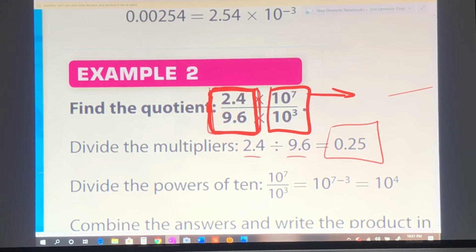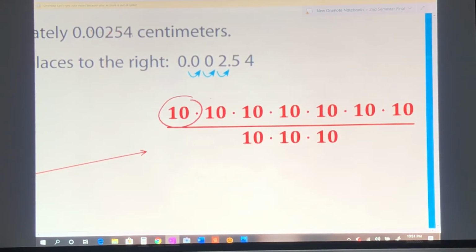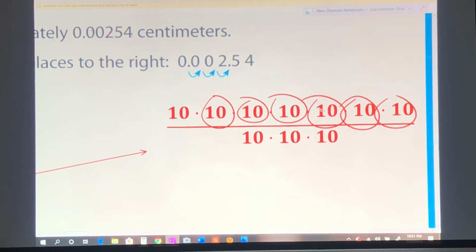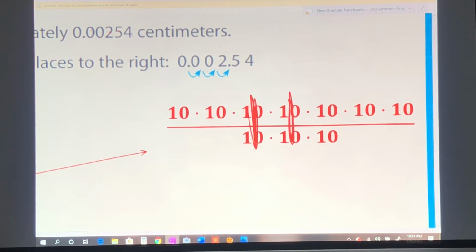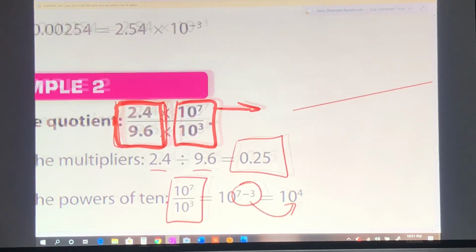And when you divide powers with the same base, you subtract the exponents. See how they have 10 to the 7th divided by 10 to the 3rd, you subtract the exponents, 10 to the 4th power. You could also do this: 10 to the 1, 2, 3, 4, 5, 6, 7th power divided by 10 to the 3rd power. Cross it out, cross it out, cross it out. You've got 10 to the 4th power. So, different ways to do it.